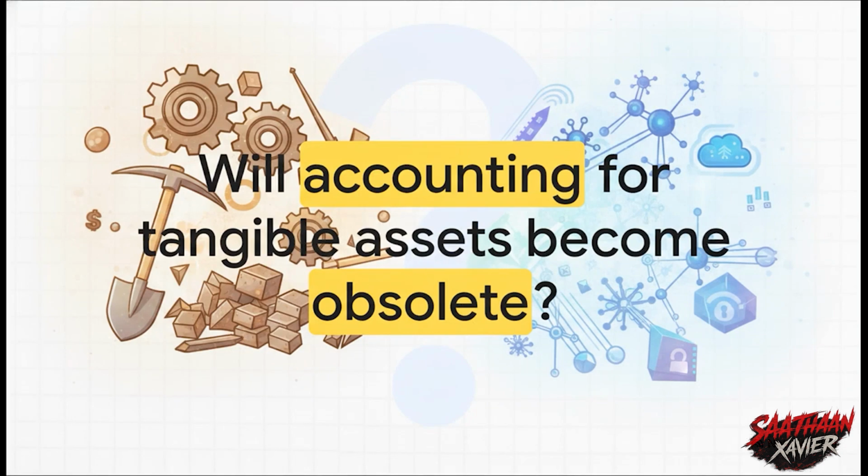I want to leave you with this final thought to really spark your curiosity. We've spent a lot of time today talking about machines, quarries, and physical properties. But think about it. In a world that is rapidly shifting to software, artificial intelligence, and digital rights, how long until intangible assets completely take over the balance sheet? Will the rules of amortization eventually become the only rules that matter?